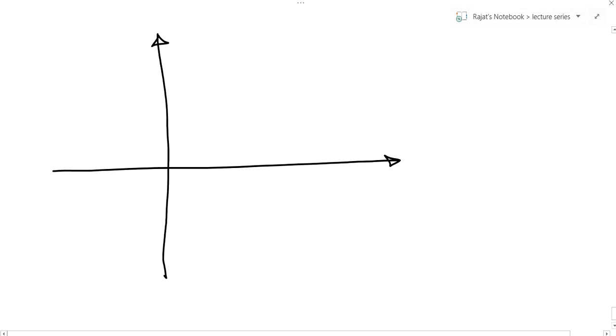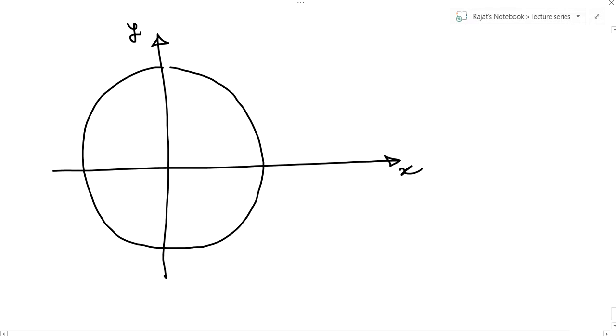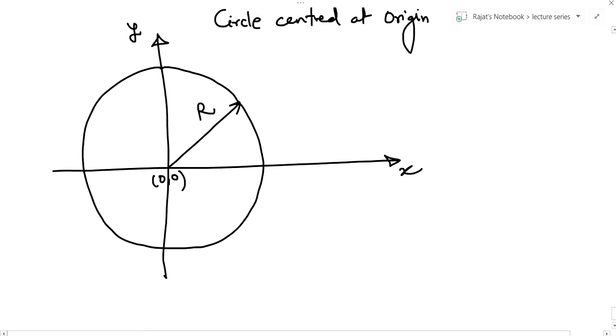So let's begin. So suppose this is the argand plane, real, imaginary axis, and I have a circle which has a radius r and which is centered at origin. So first we are discussing circle centered at origin.